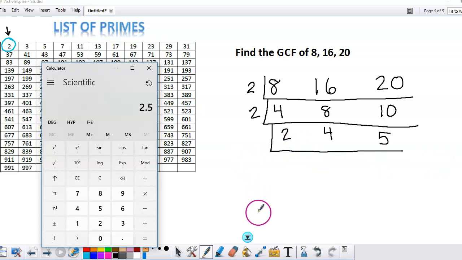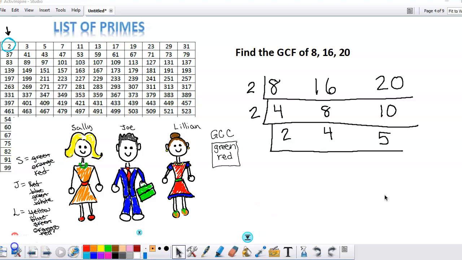I'm going to bring that snip over for a second. So here's Sally, Joe, and Lillian again. Sally had green, orange, and red. Once we had considered all of her colors, we talked about the fact that even though there's other colors represented with Joe and Lillian, because of the common part of the greatest common factor, or in our case, greatest common colors, if Sally's colors are all used up, there are no more colors that are common to all.